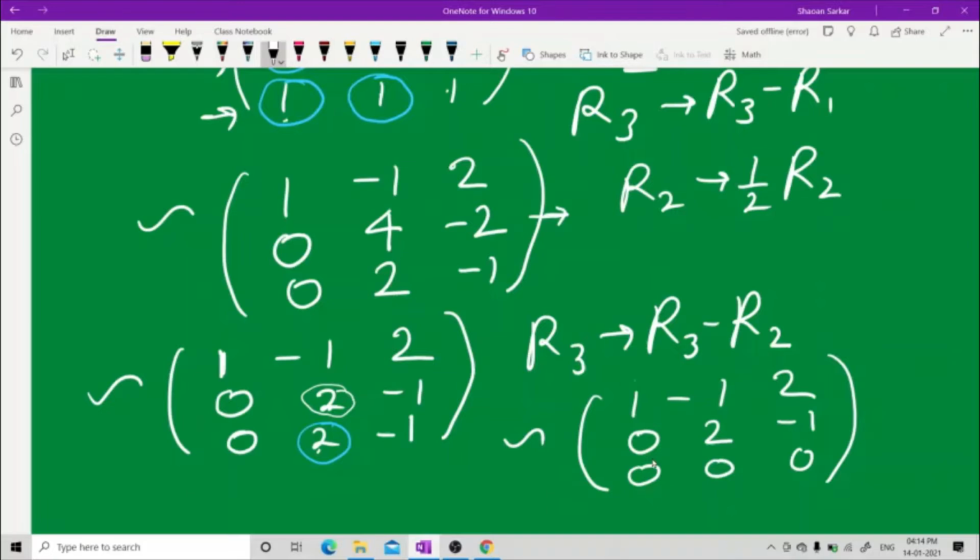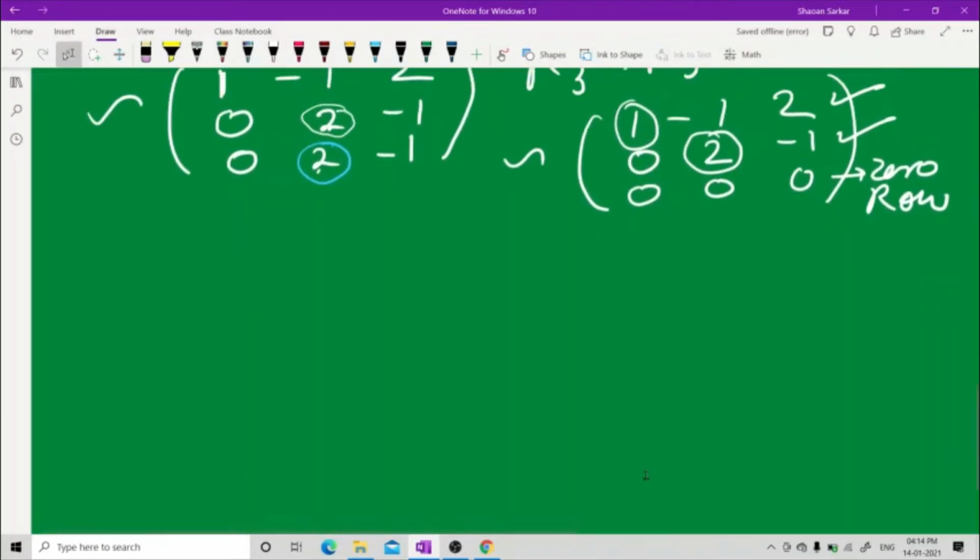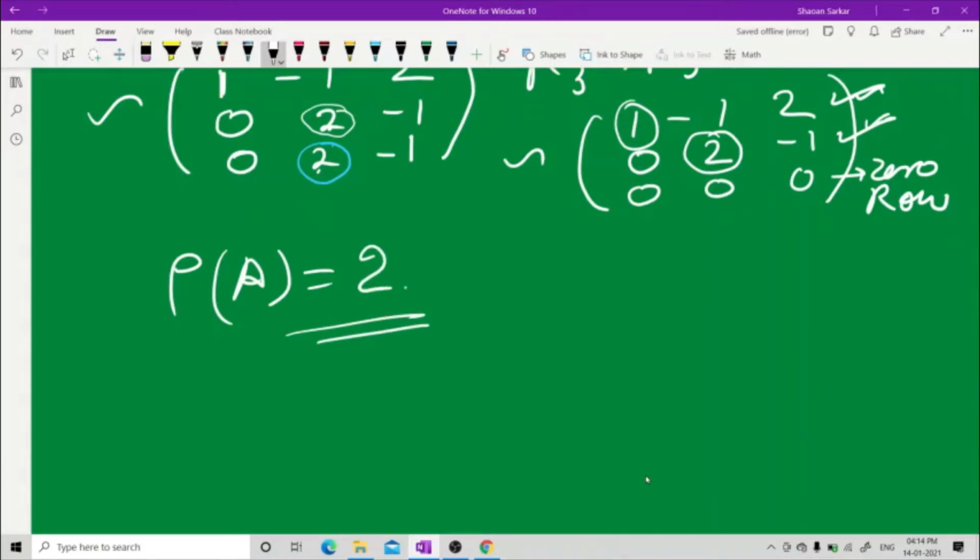So I got a pivot here, and a pivot here. The non-zero rows are this one and this one. This is a zero row. Now how many non-zero rows are here? 1 and 2. So the rank of A is 2. I hope you understood this problem.